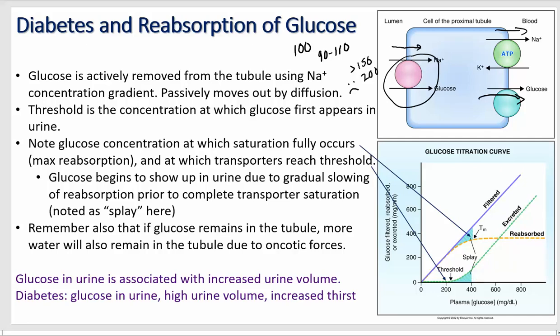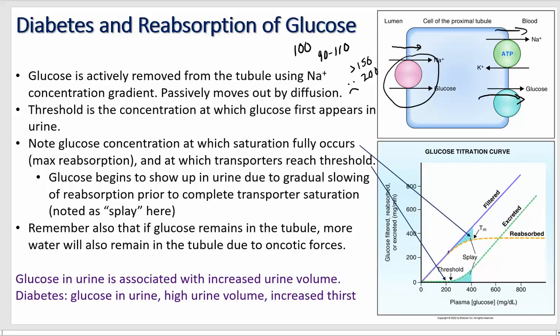So they have these little areas called splay. Not too worried about it, but that's just showing that it's not, hey, everything's working fine, and then boom, we hit a point and we're saturated. It's saying things are actually slowing down before we hit that saturation point, which means we start to see glucose in the urine before we hit that saturation point, because the saturation point's right about there. But we start to see it in the urine right about here.